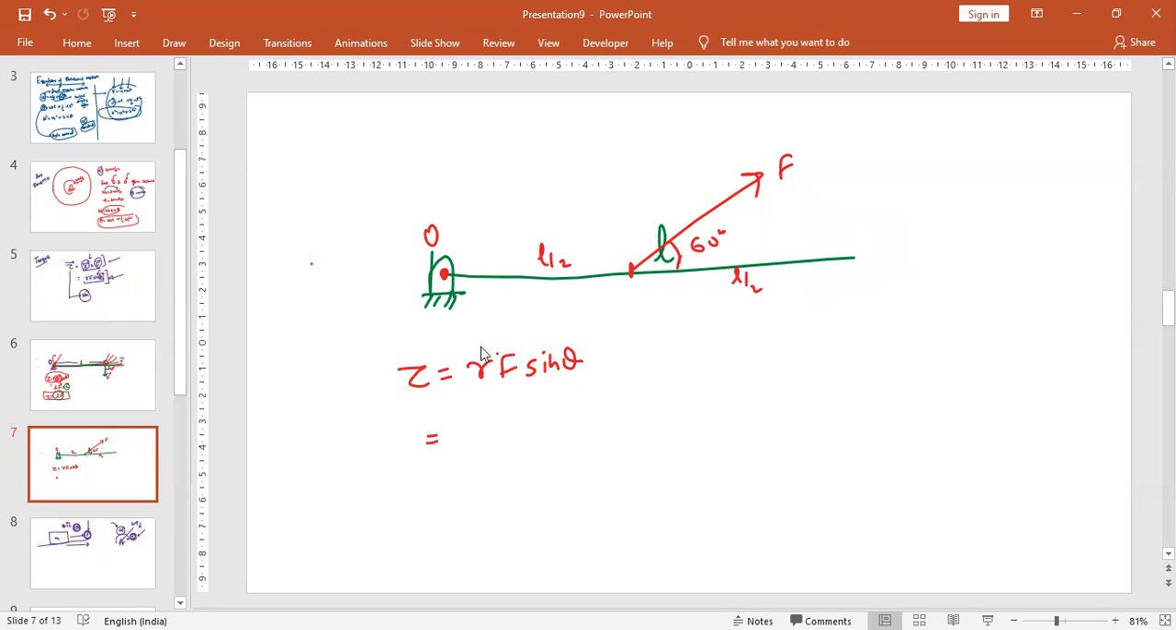So R is basically the distance between the point about which you are calculating torque and the point at which force is applied. So R will be L by 2. F is your force. Now extend this line. So the angle between this line and force is 60 degree and sine 60 will be root 3 by 2. So answer will be LF root 3 upon 4. So this is your torque.